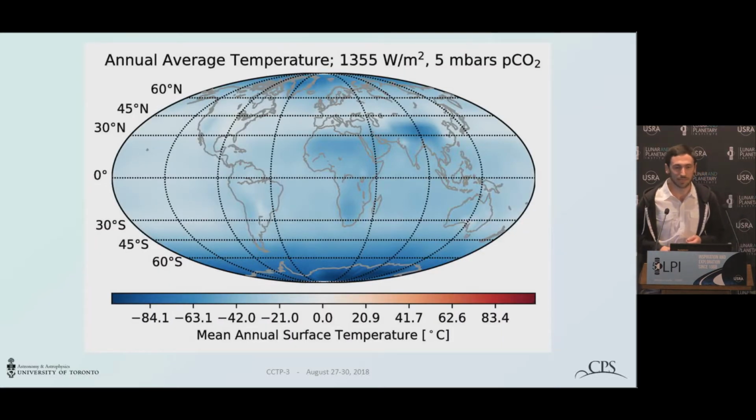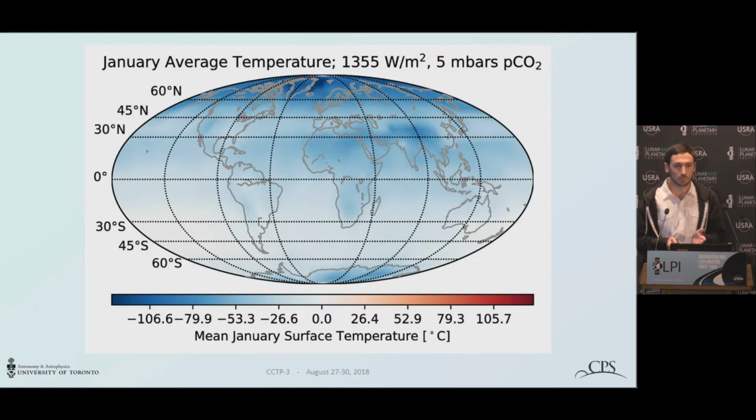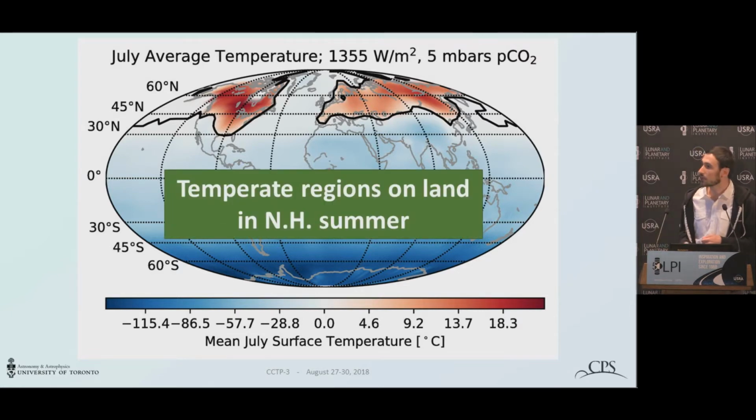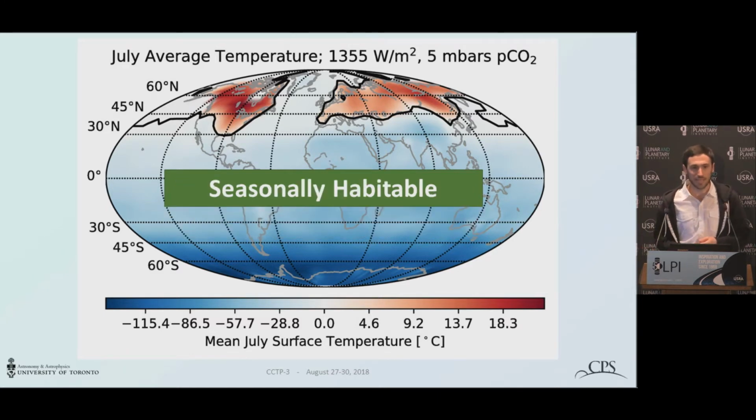So we take a closer look. We look at an illustrative example, say 1355 watts per square meter, a little bit further than the Earth, 5 millibars of PCO2. Average annual temperature is still below freezing everywhere. If we zoom in closer and look at seasonal data, January is still cold everywhere. But when we go to July, we have all of a sudden these large land areas where the temperature is rather warm, up to maybe 20 Celsius in some places. So what we have here is a climate that has temperate regions on land in the summer. So this is seasonally habitable.